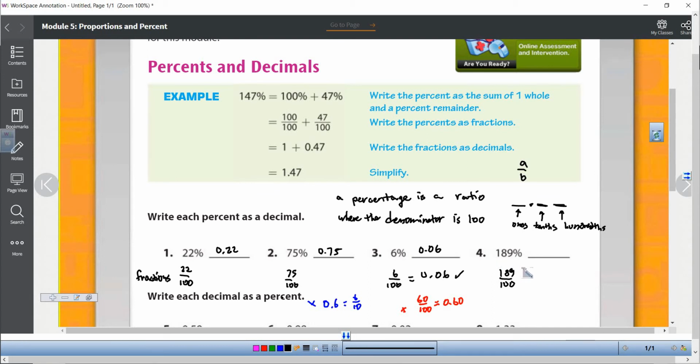Now this one is a little more tricky. It's 189%.